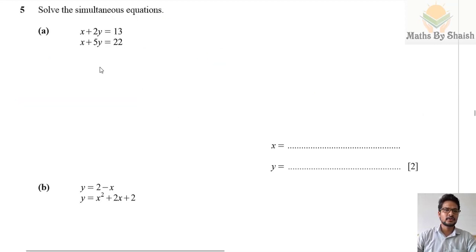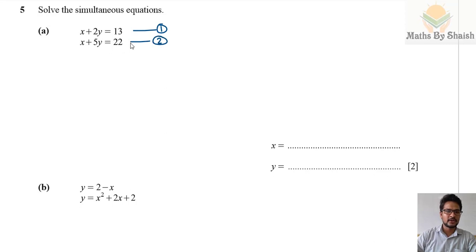And here's the fifth question. Solve the simultaneous equations, and it is of 2 marks, and we have x and x both given here, so we can simply subtract. Let's say it is equation 1 and it is equation 2, so I'm going to use the elimination method. So let's do equation 2 minus equation 1, and whenever we subtract or add the equations, we do left hand side with left hand side, right hand side with right hand side.